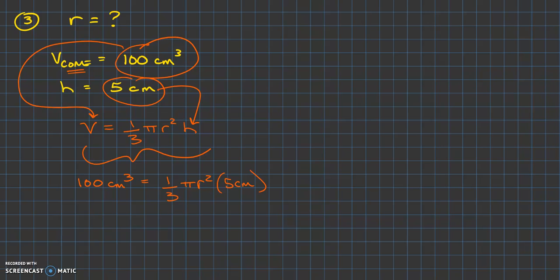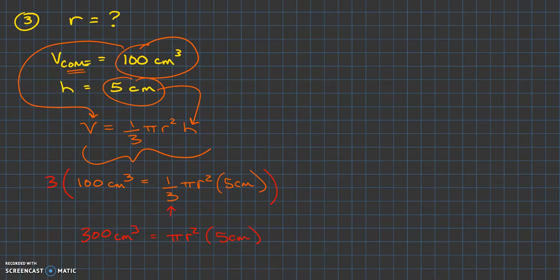Now, there's a couple of options you have to solve this. One option would be this. I could multiply everything by 3 here. Now, what does that do? It gets rid of the fraction. Okay, so in this case, that would go to 300 centimeters cubed equals pi r squared times 5 centimeters.